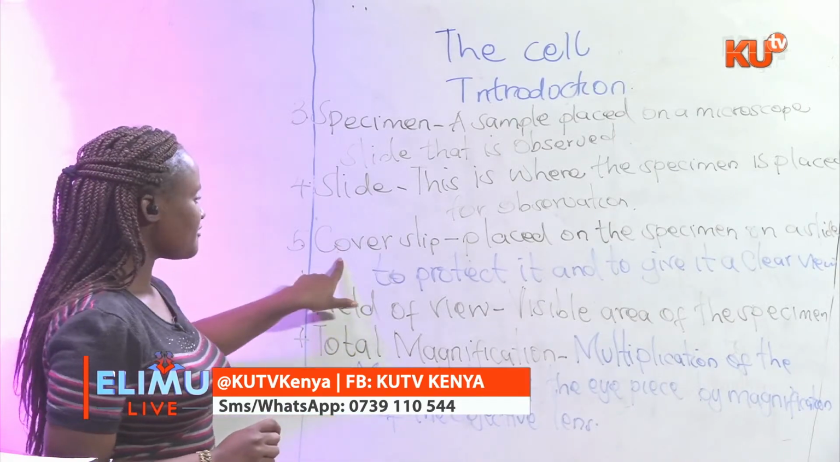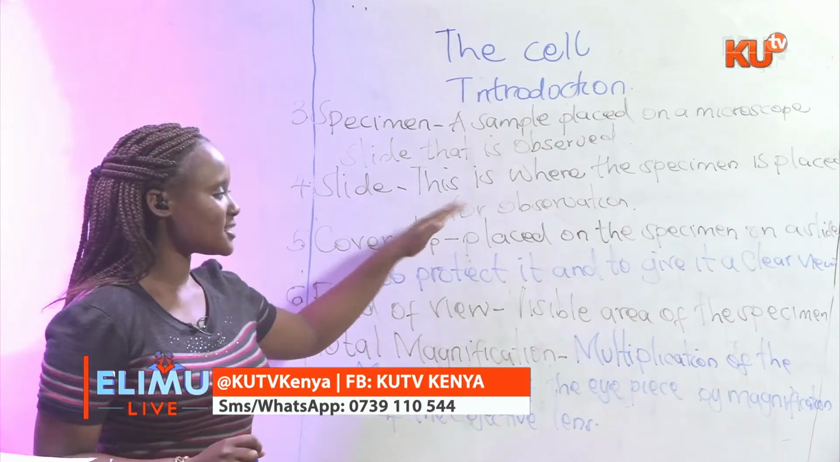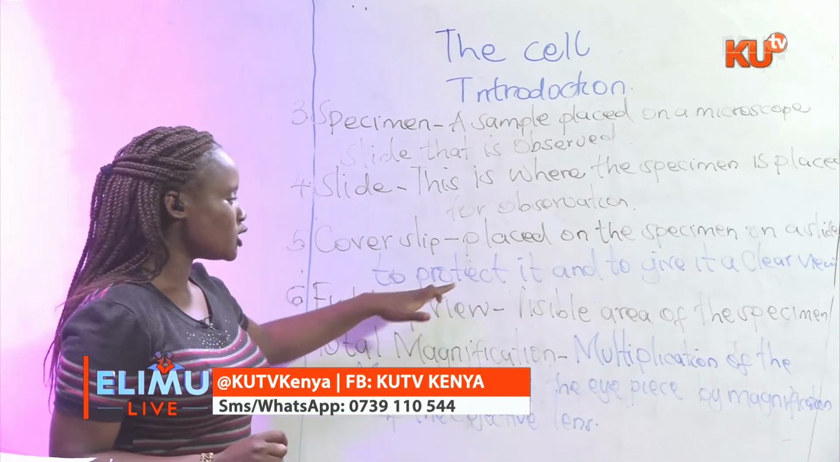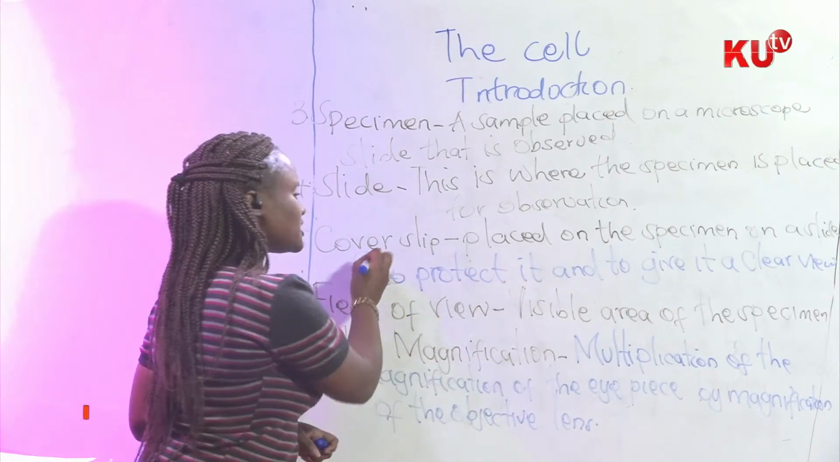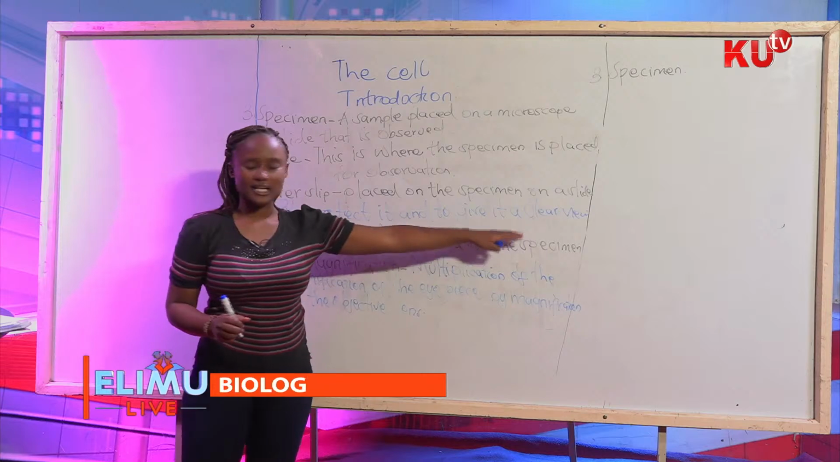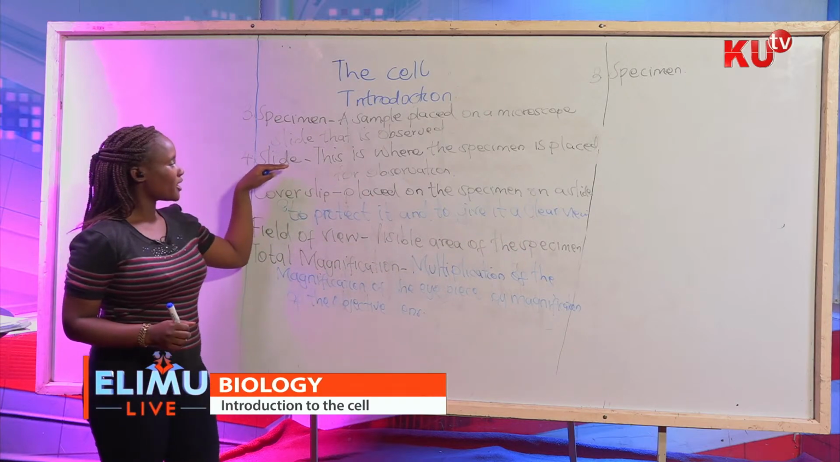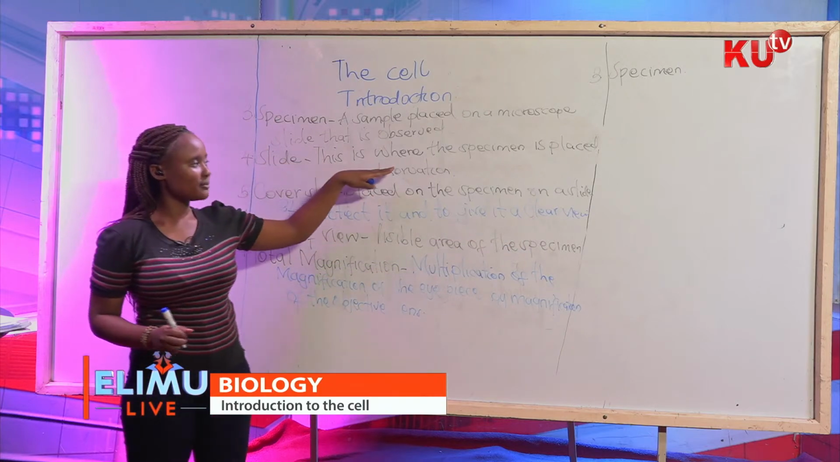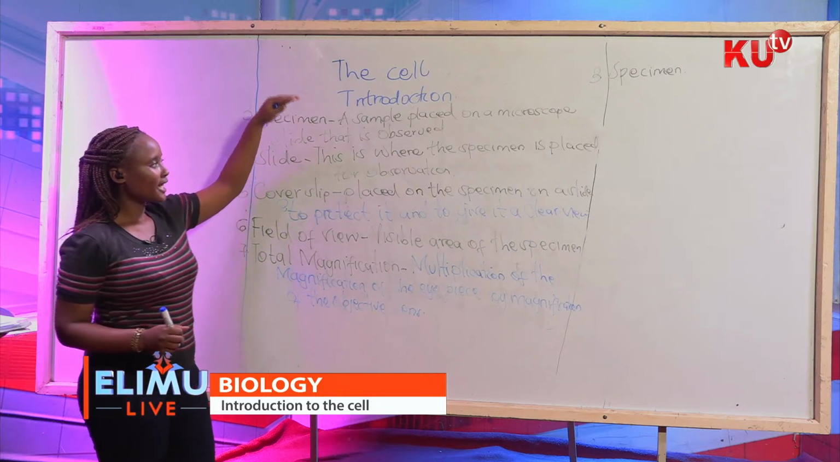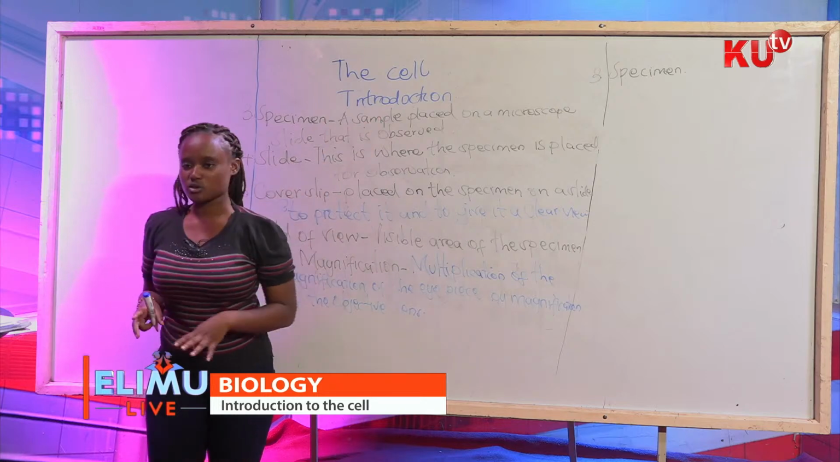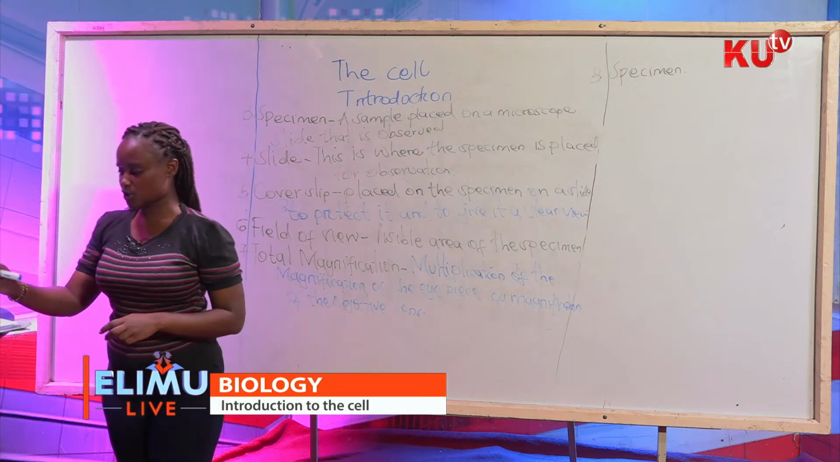And then the cover slip is placed on the specimen on a slide to protect it. This is one of the functions, to protect it, and the other is to give it a clearer view. And now we have the slide where the specimen is placed for observation, and the specimen is a sample placed on a microscope for observation.